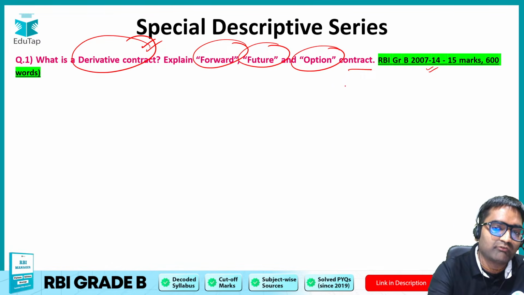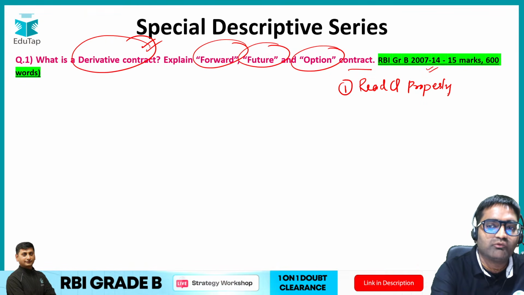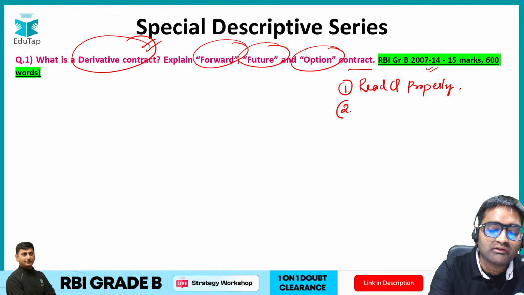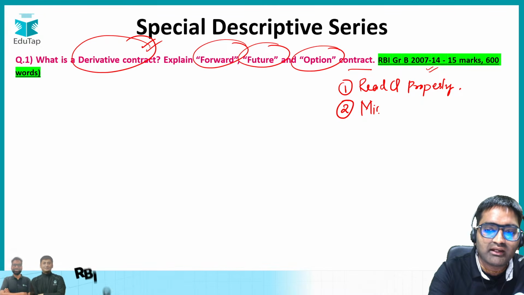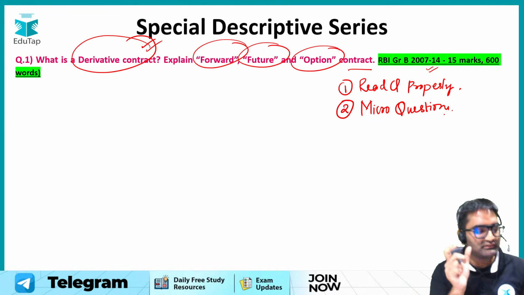This is the first thing that you have to do, right? What is that? Read the question properly and try to have a look at what the question is actually asking you. Are there any questions which can be divided into some micro questions? I would just like to ask all of you, are there any micro questions in this particular question?